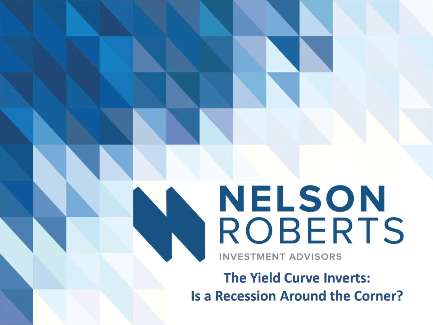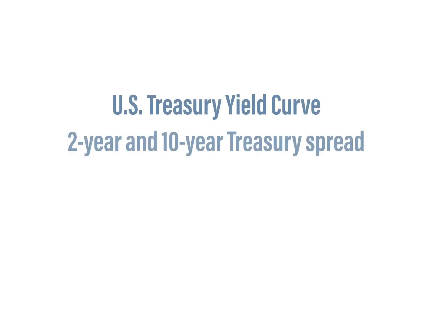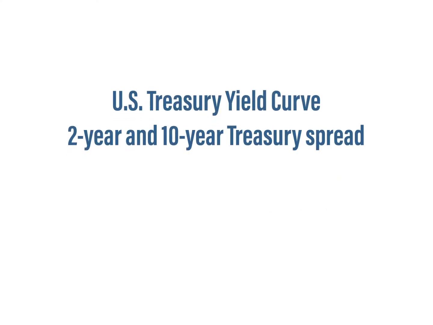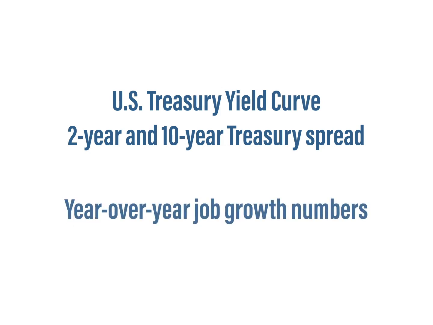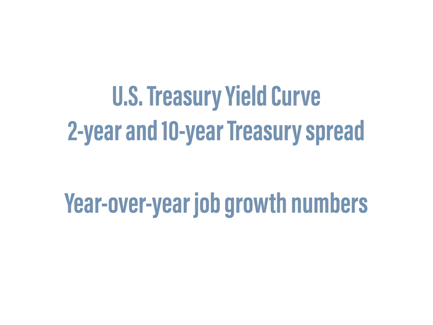There are two recession indicators that we've been following closely for the last year and a half. The first is the shape of the U.S. Treasury yield curve and the relationship between the 2- and 10-year Treasury spread, and the second is the year-over-year job growth numbers. So what are these indicators telling us today?